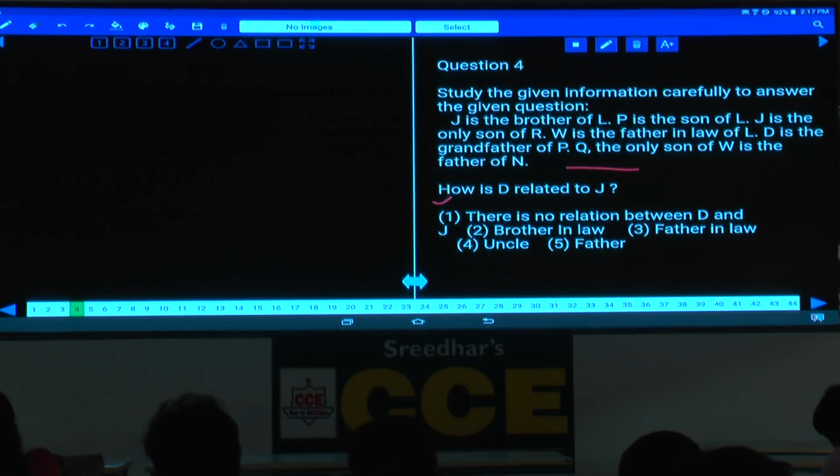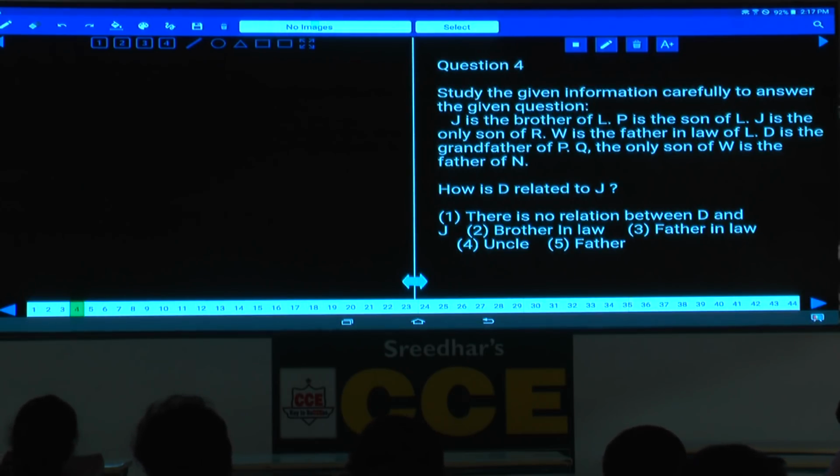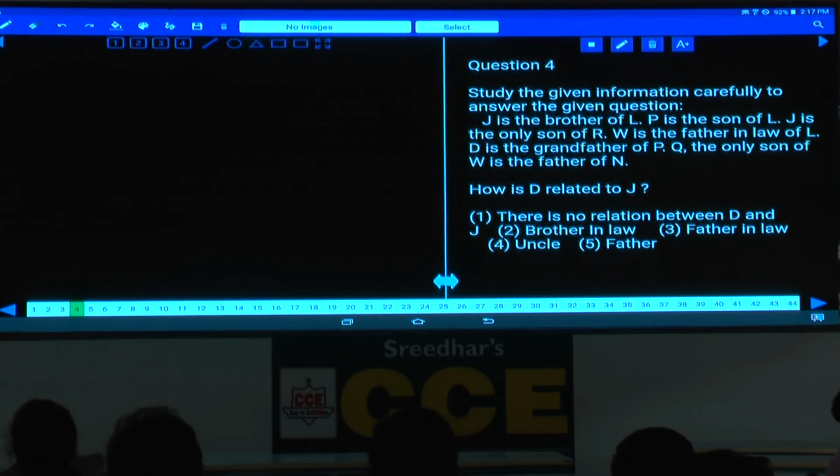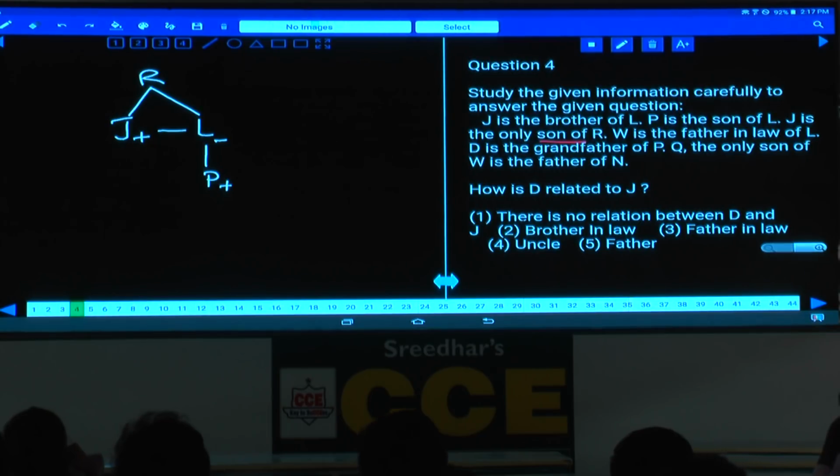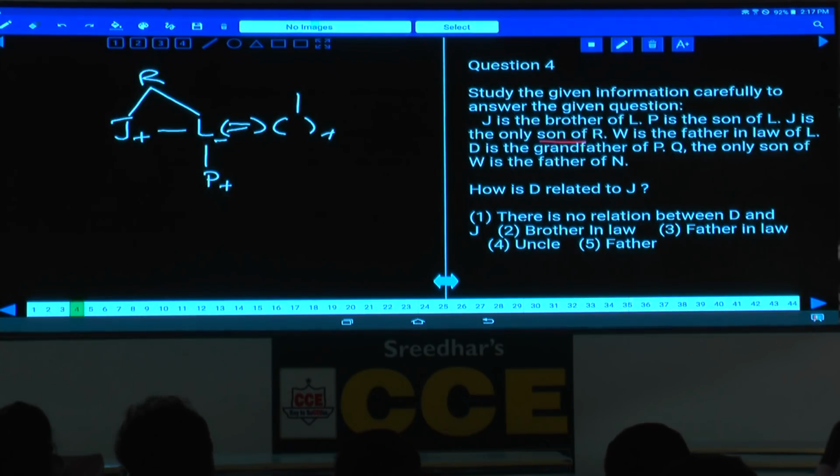Then the fourth one. Now questions number 4, 5 and 6. These 3 questions are based on blood relations. J is the brother of L, can be represented like this. And P is the son of L. And J is the only son of R. As J is the only son of R, now these J and L are the children of R. J is the only son, L is the daughter. W is the father-in-law of L, that means L's husband's father is W.